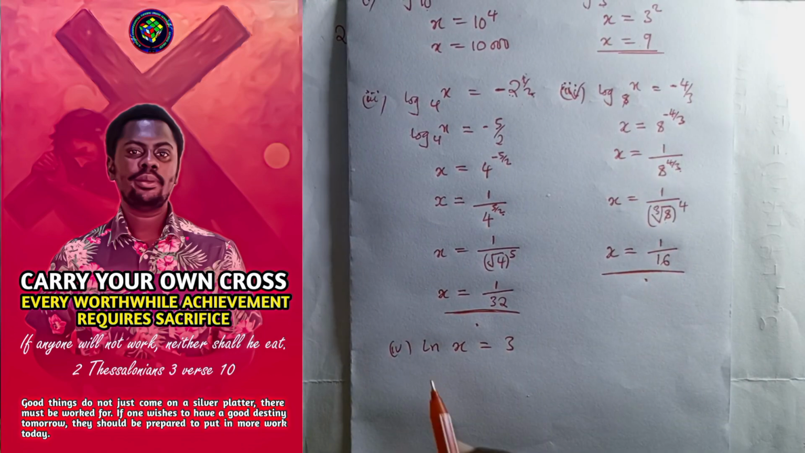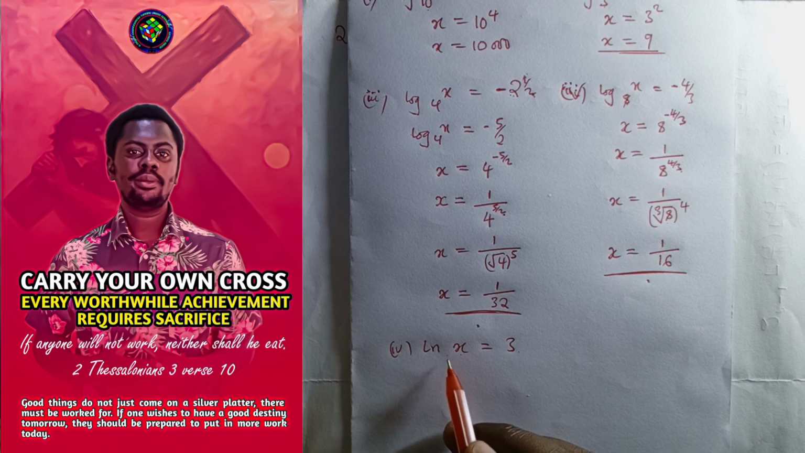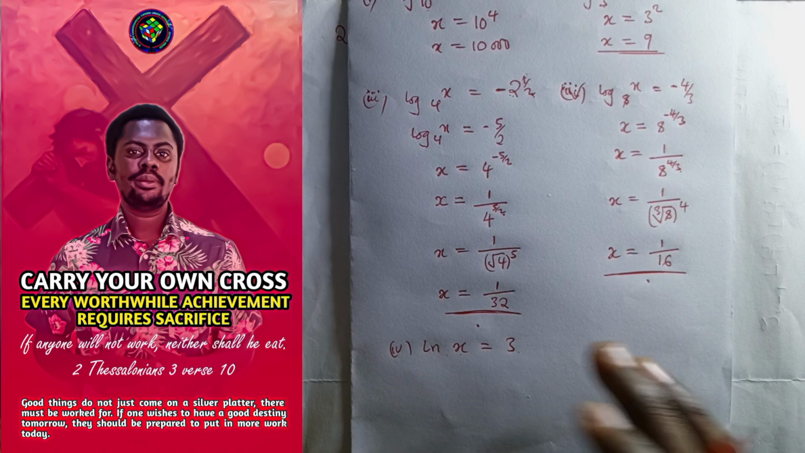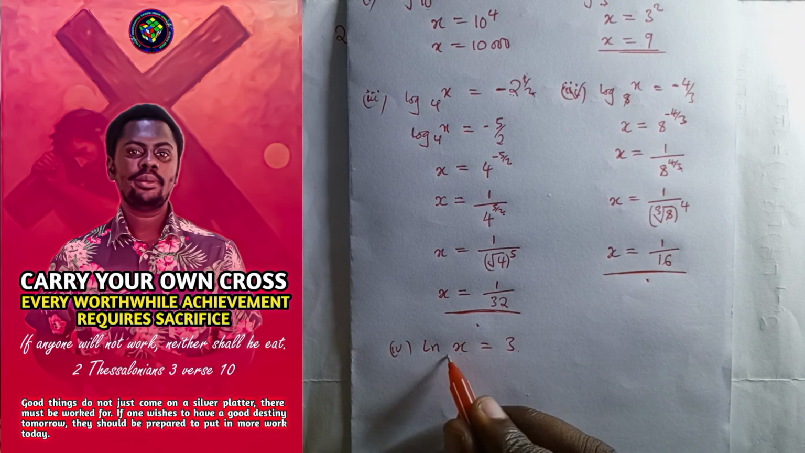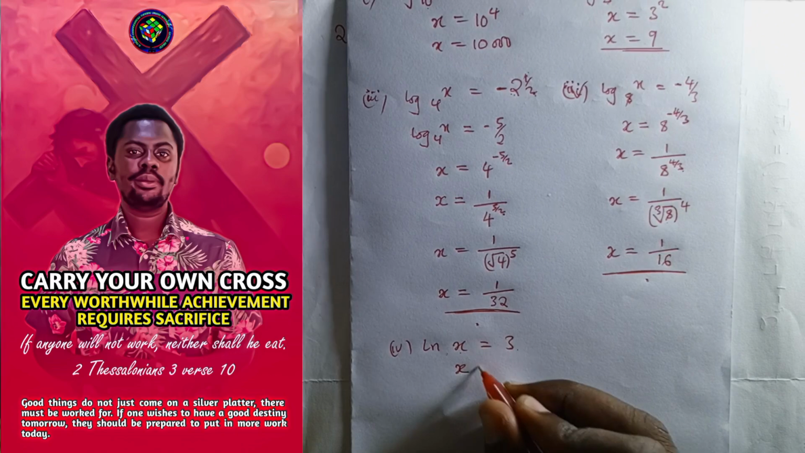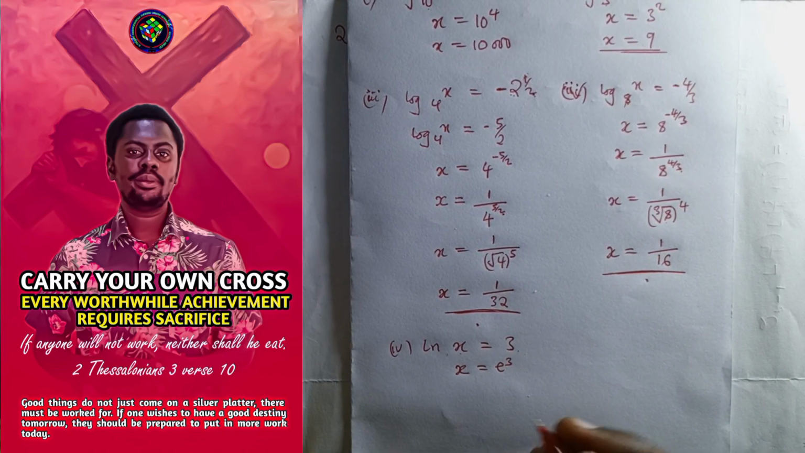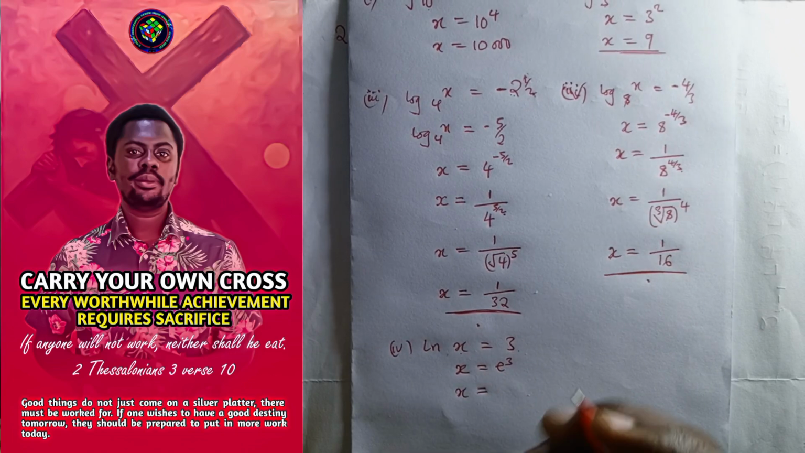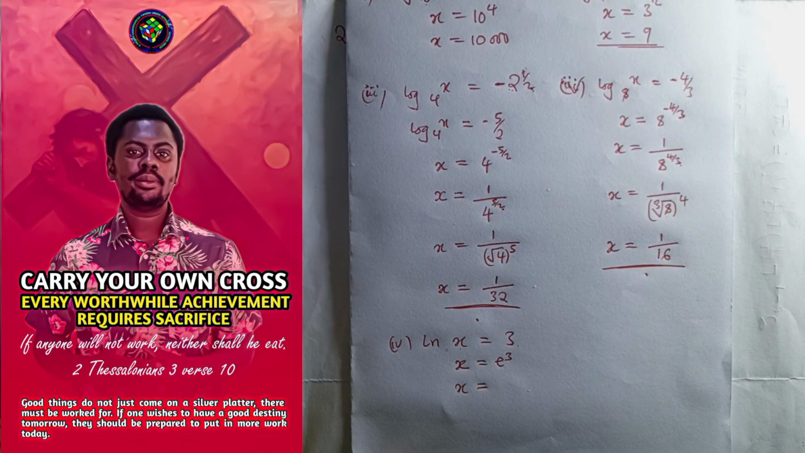Okay, so here the natural log of x is equal to 3. There is a base of an exponent there. So the base there is e. So to express it in index notation, the base is e, so the power will be 3. So we are going to have x is equal to e to the power 3. So we can just do this direct on a calculator.